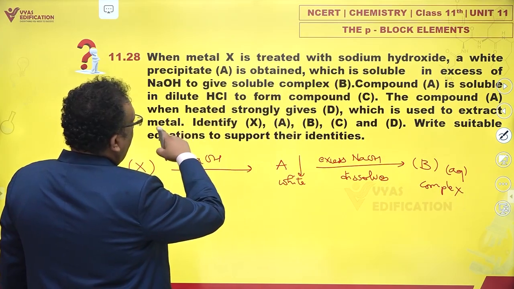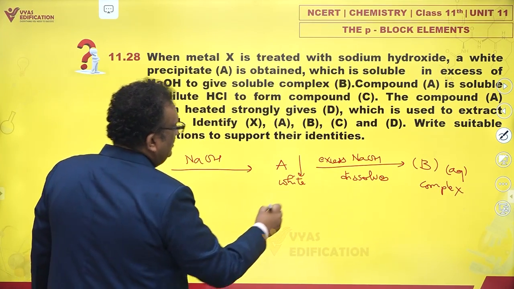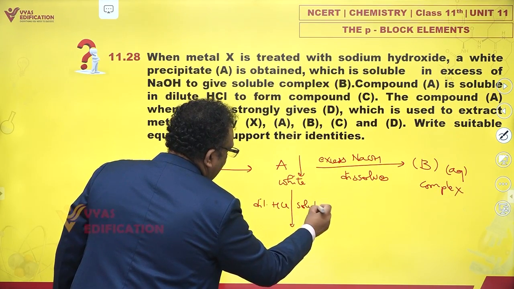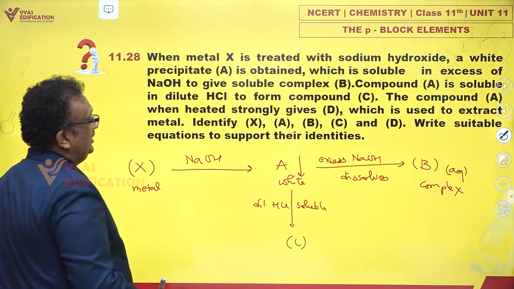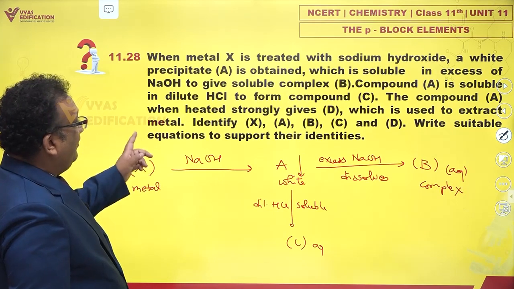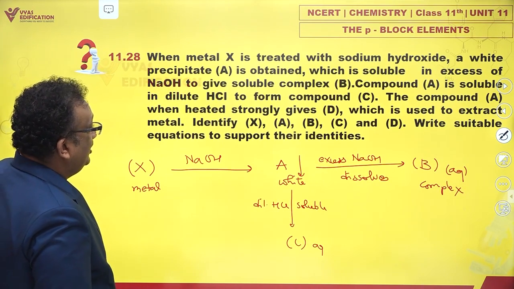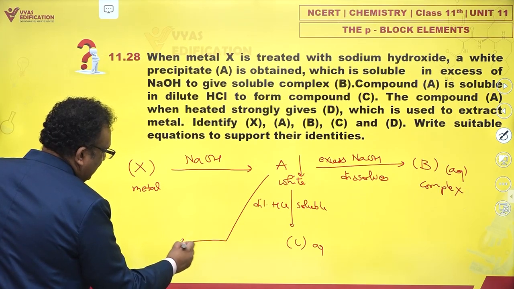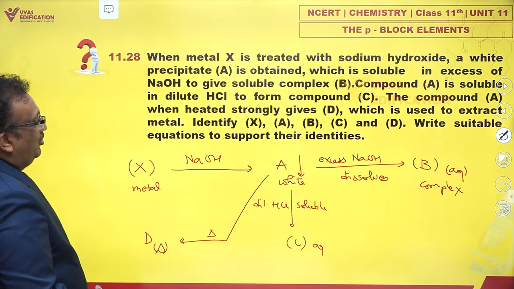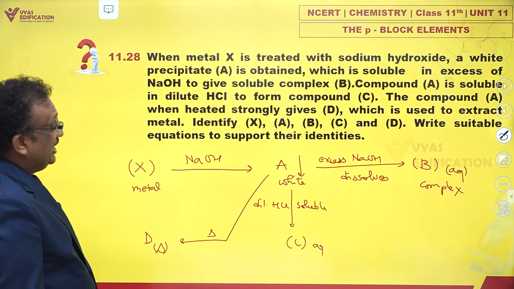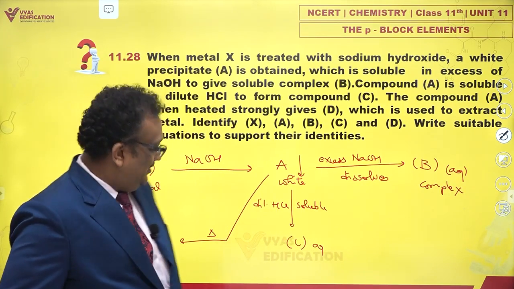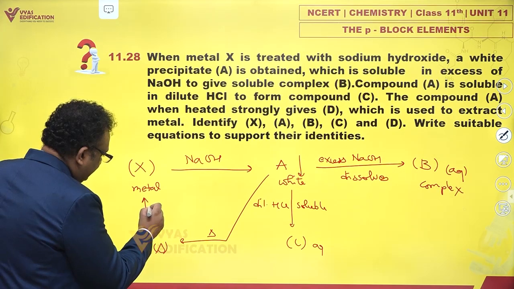Compound A is soluble in dilute HCl to form a compound C. Now, if I add dilute HCl, it becomes soluble to form a compound C, which must be an aqueous solution, of course. A, when heated strongly, gives D, which is used to extract the metal. Identify X and A, B, C, D, write suitable equations to support their identities. Can we do that? Of course we can do.